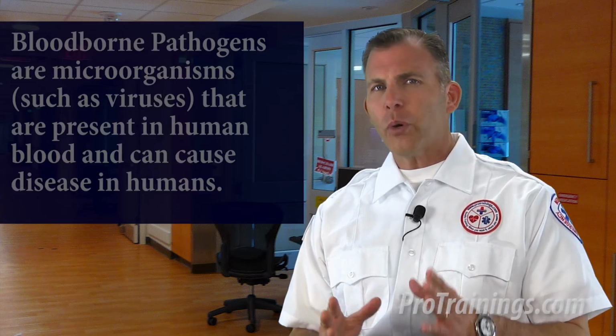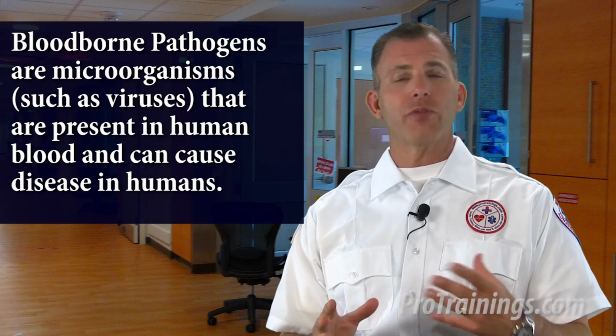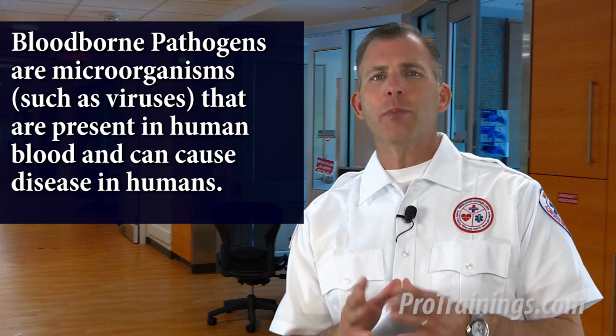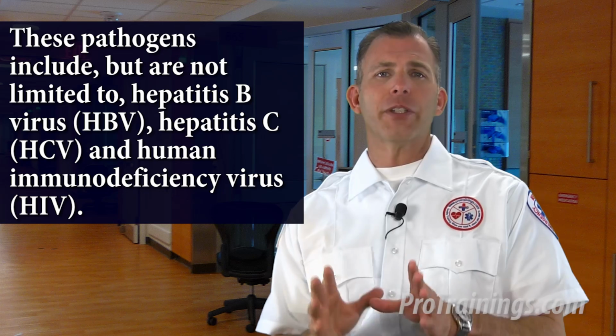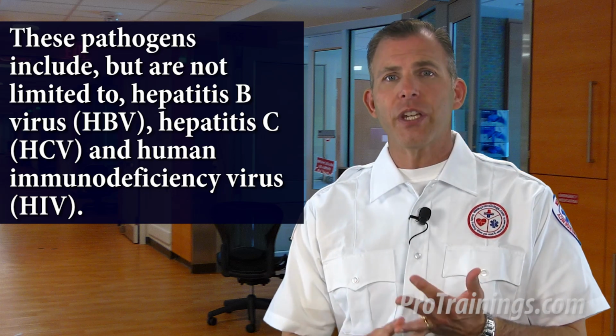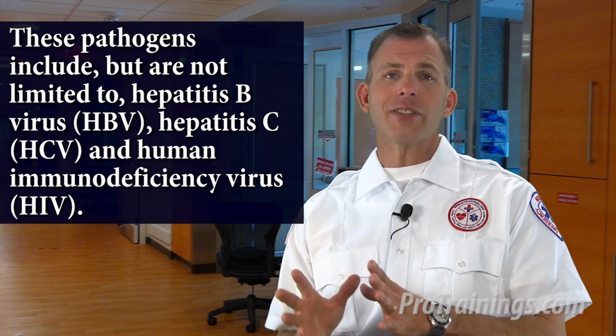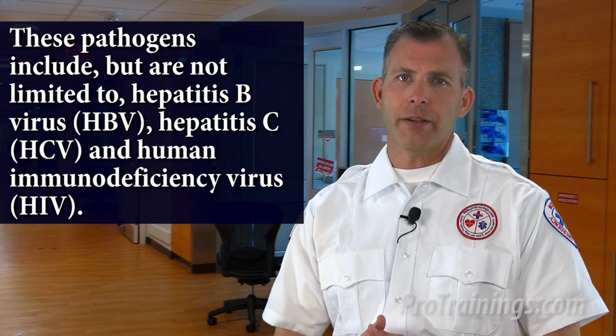You may be wondering yourself, how does one get sick with a bloodborne pathogen? Well, bloodborne pathogens are microorganisms such as viruses that are present in human blood and can cause disease in humans. They include, but are not limited to, hepatitis B, hepatitis C, and the human immunodeficiency virus we know as HIV.